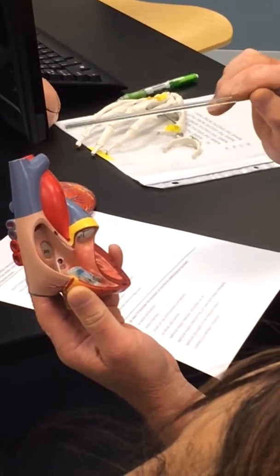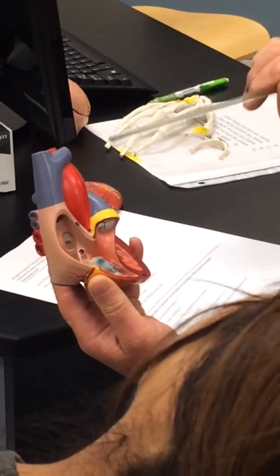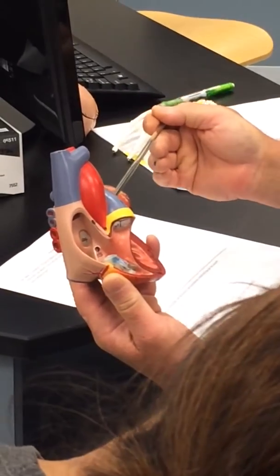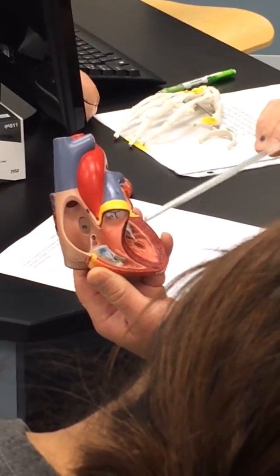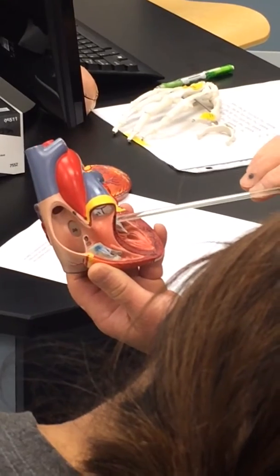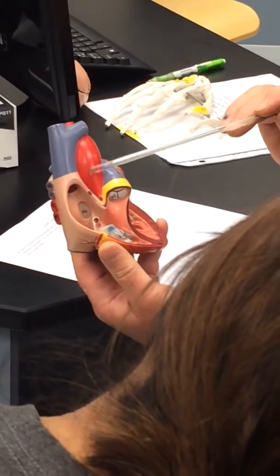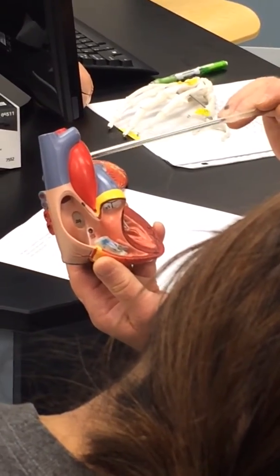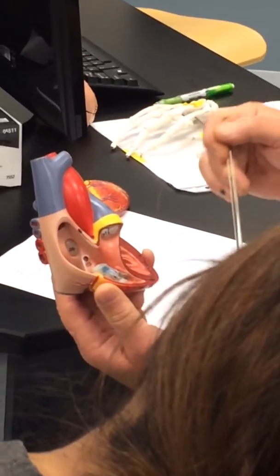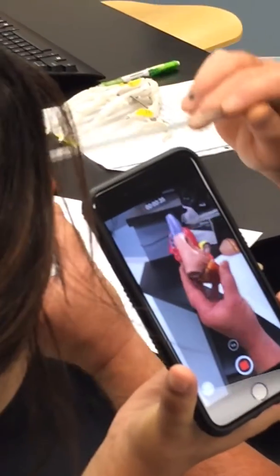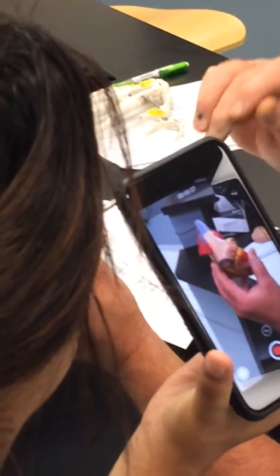The blood goes out to the lungs, drops off carbon dioxide, picks up oxygen, comes back in the pulmonary veins. Left atrium, bicuspid valve, left ventricle, aortic semilunar valve, ascending aorta, aortic arch, descending aorta, out to the capillaries of the body where it drops off oxygen, picks up carbon dioxide, comes back in the superior and inferior vena cava.